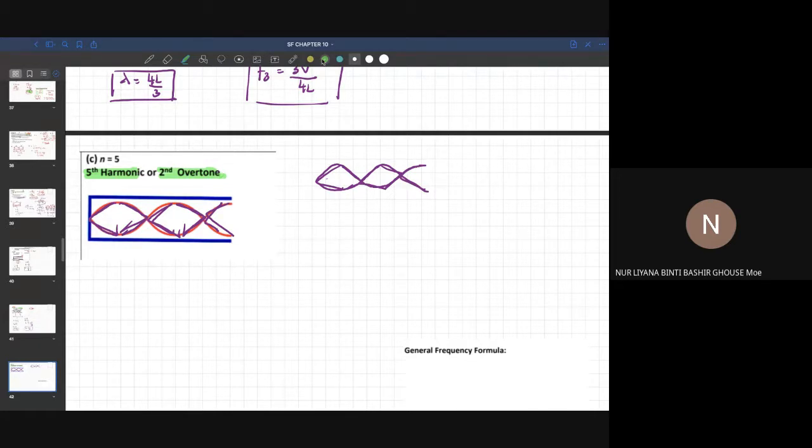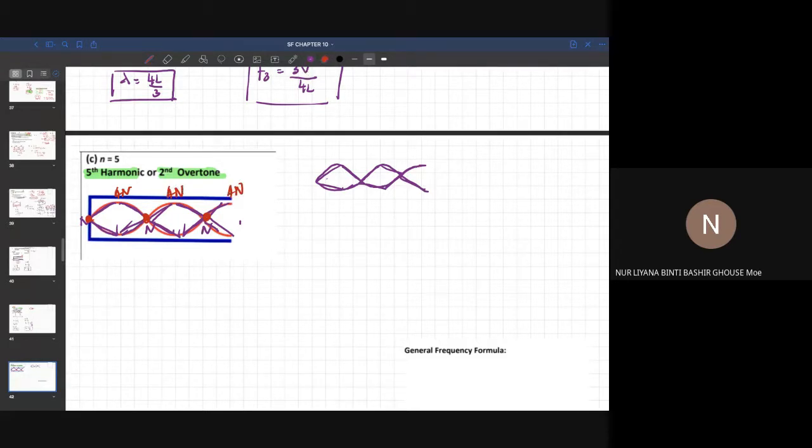Okay, lepas tu kita labelkan. Once you have done that, then kita labelkan node dengan node. Sorry, dekat hujung ni is node, dekat hujung ni adalah anti-node. Okay, so kita ada 3, let me show it clearly. Satu node dekat sini, next node dekat sini, dan another node dekat sini. So in between kita ada anti-node, and also our final here is anti-node.